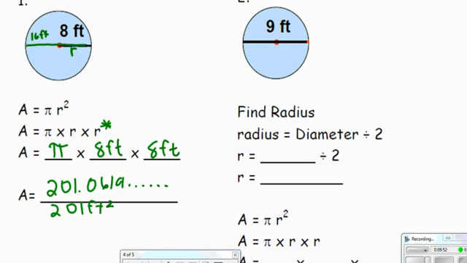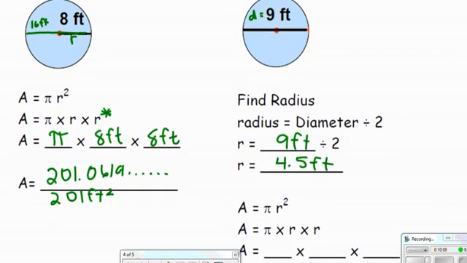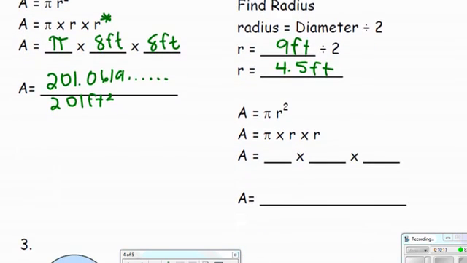For the second one, I have given you the diameter of 9 feet. In order to find the radius, we need to cut the diameter in half. So we're going to go 9 feet divided by 2, and we get 4.5 feet for the radius. So now when I go to find the area, we're going to go pi times 4.5 feet times 4.5 feet.